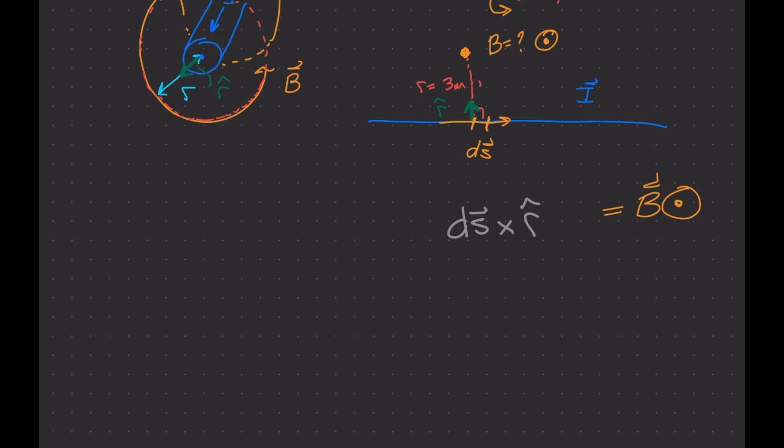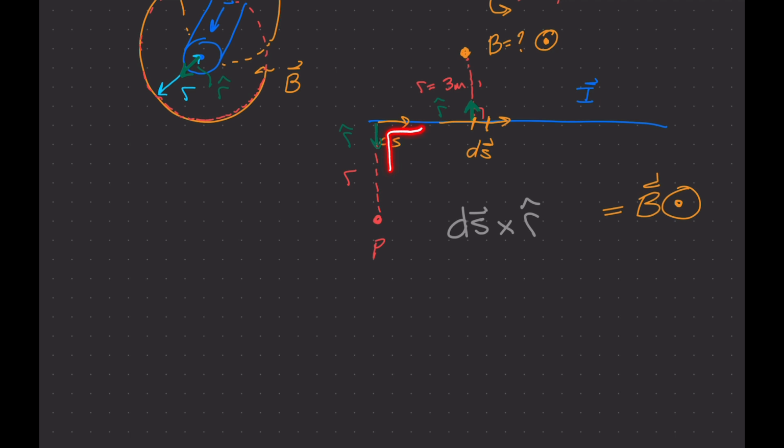So again, I have the direction of ds, except now I want to find the magnetic field below the wire. Let's find the magnetic field at this point P, a distance r, and this will be r hat. So I use the right-hand rule again.